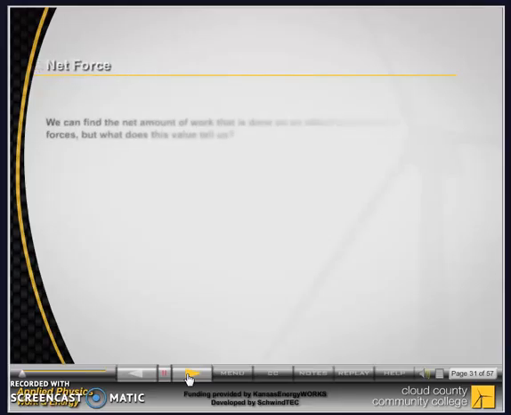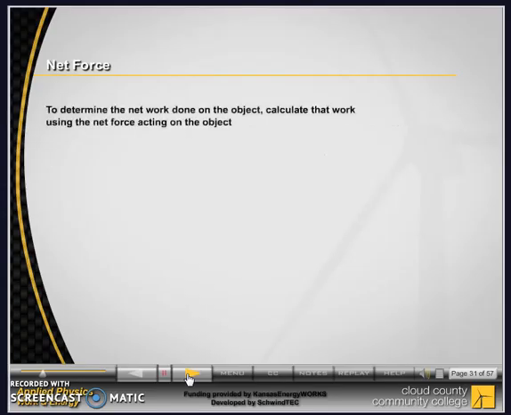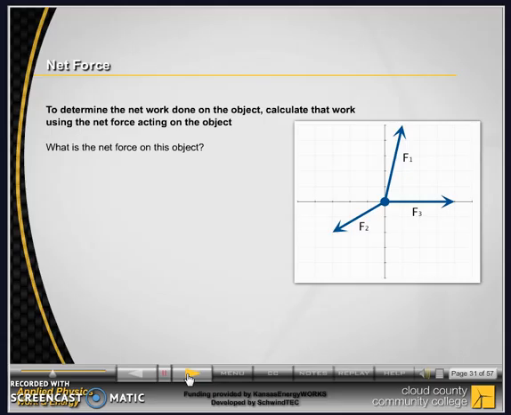We can find the net amount of work that is done on an object by a group of forces, but what does this value tell us? Recall that force times the distance, where force and distance are parallel to each other, gives the amount of work done by an individual force. Since we want to determine the net work done on the object, perhaps we should calculate that work using the net force acting on the object. So what is the net force on this object? It is the vector sum of the three forces.